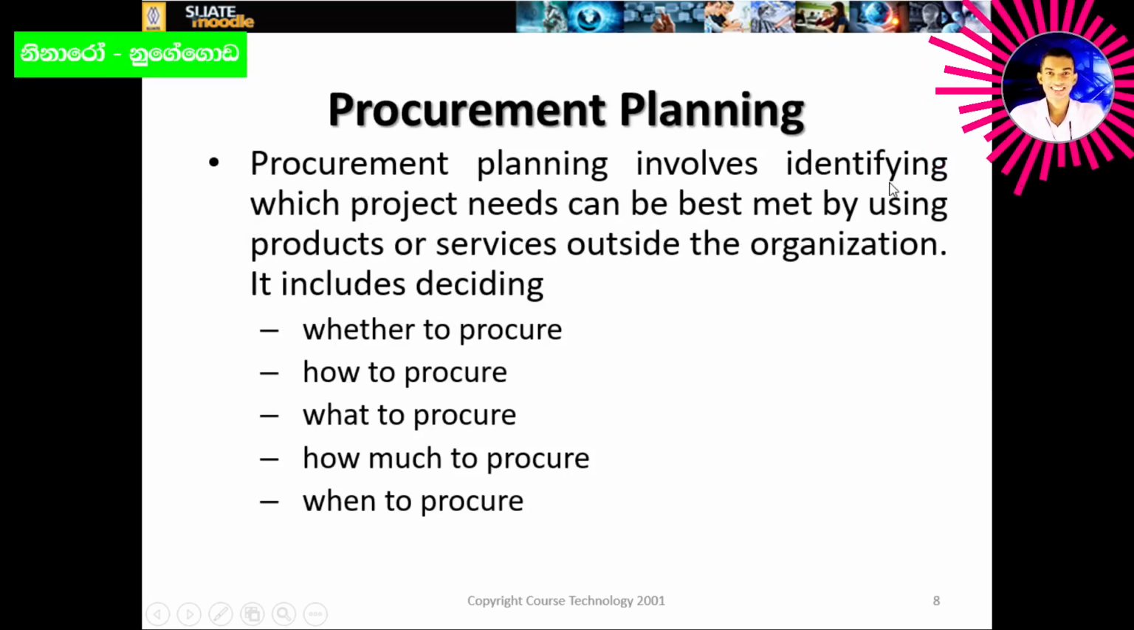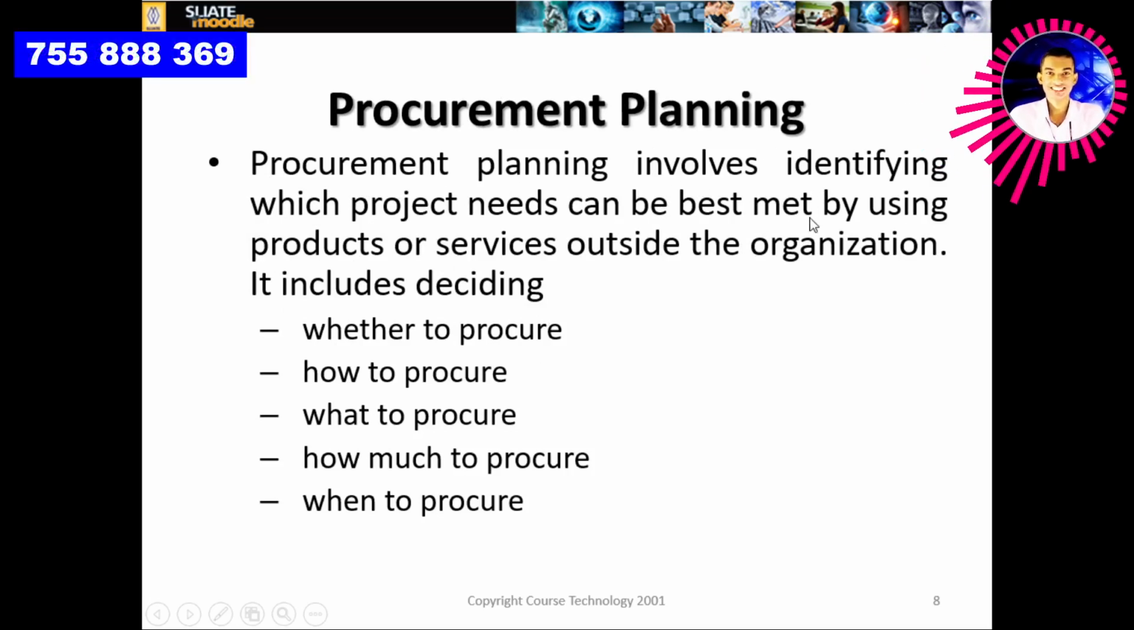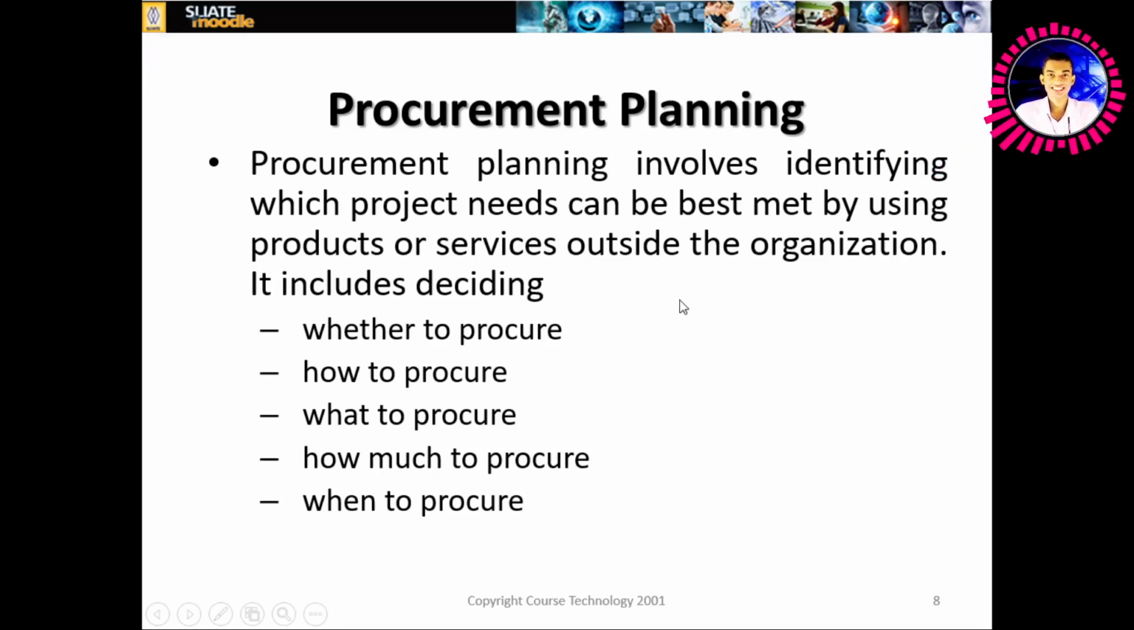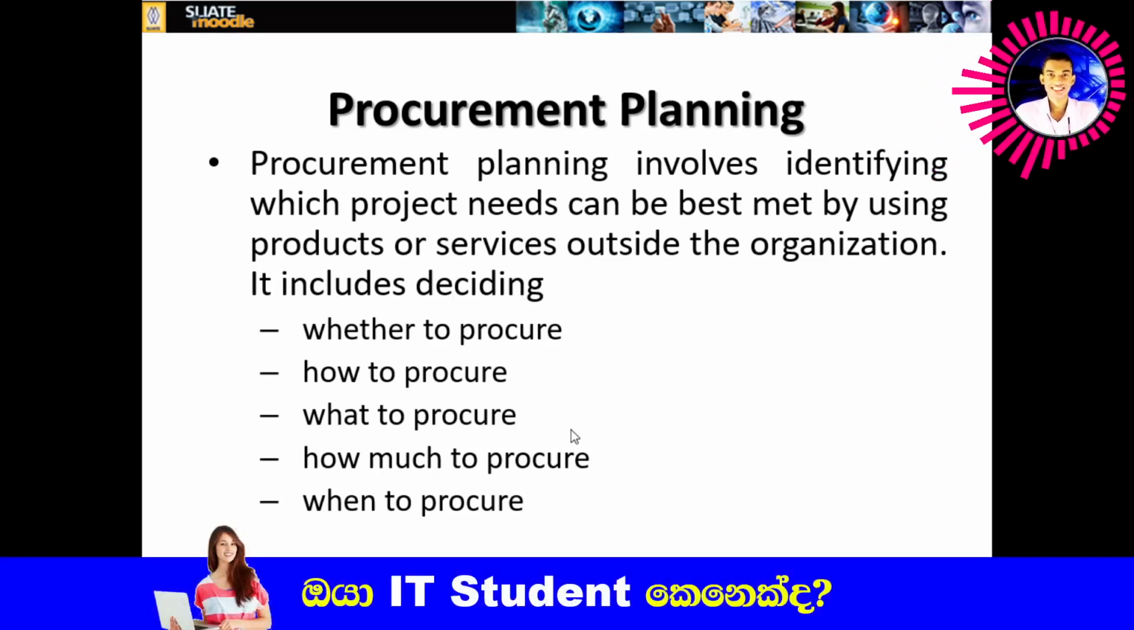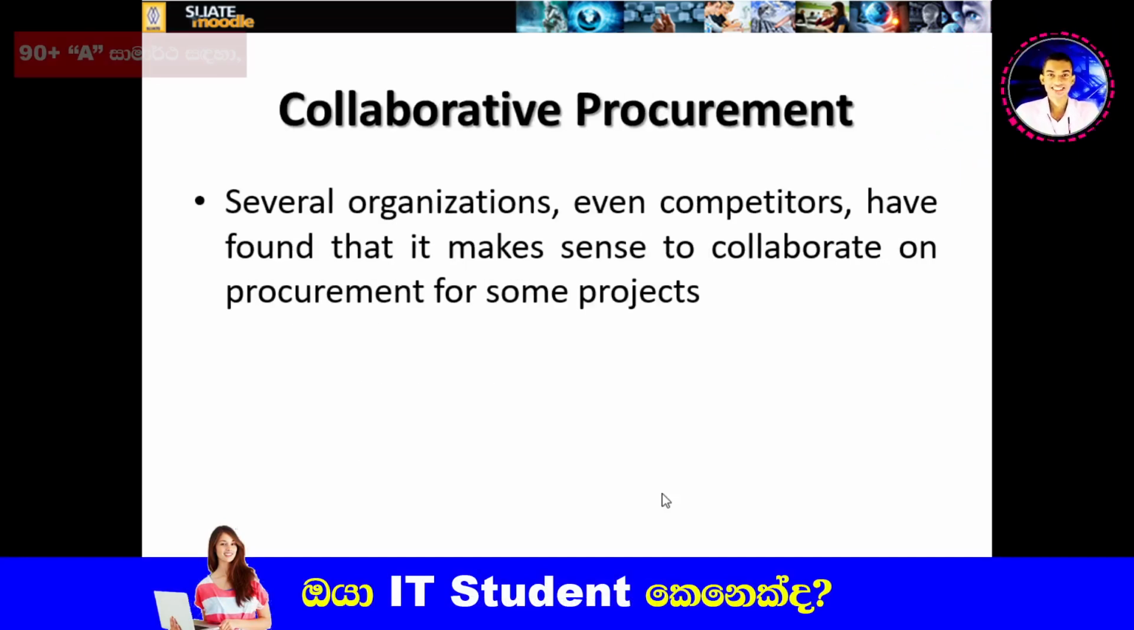Procurement planning involves identifying which project needs can be best met by using products or services outside the organization. It includes deciding whether to procure, how to procure, as well as what to procure, how much to procure, and when to procure. Okay.